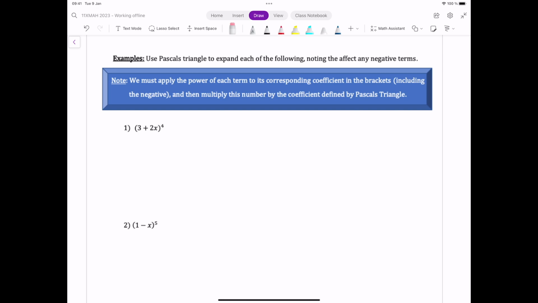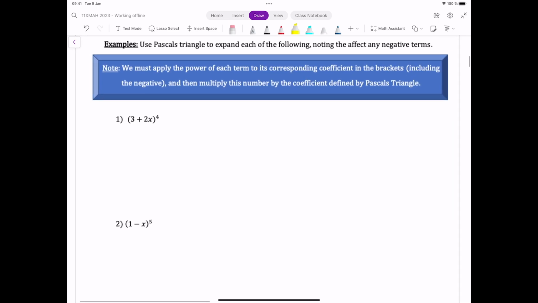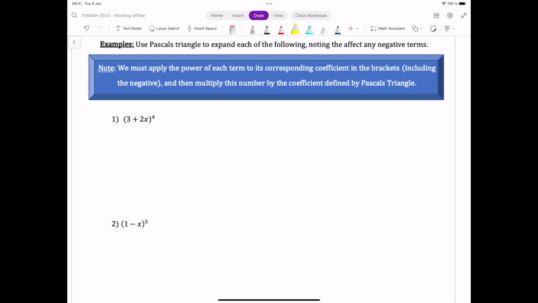Now I'm going to start with these harder ones. It's important to remember that we must apply the power of Pascal's triangle and the coefficient to the whole expression. So in this question, when we apply the power of 4, for example, we're not applying x to the power of 4 by itself, we're applying it also to the 2. So we're going to use Pascal's triangle to expand (3 + 2x) to the power of 4.